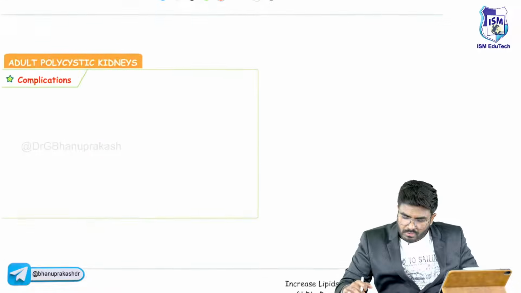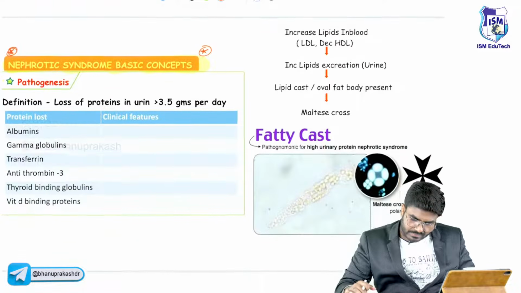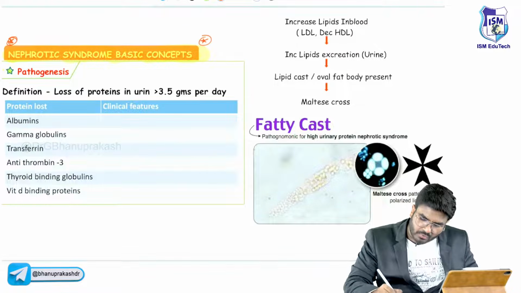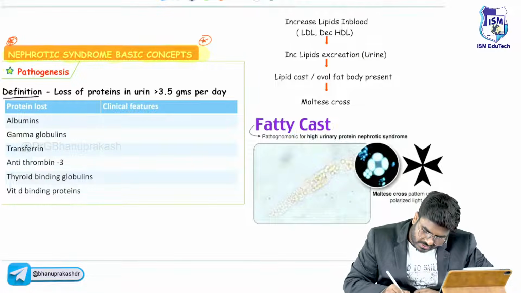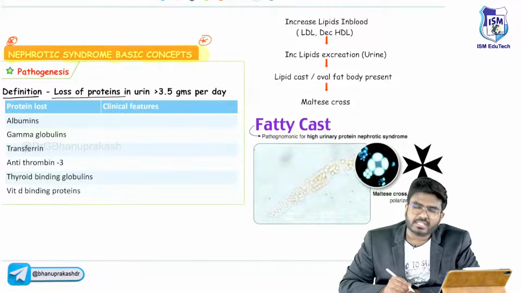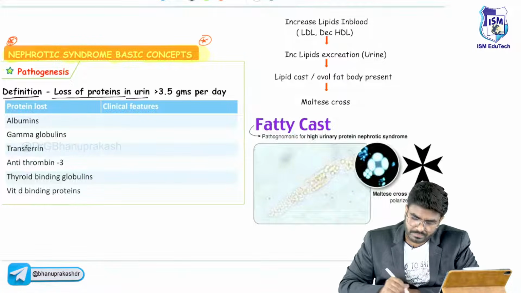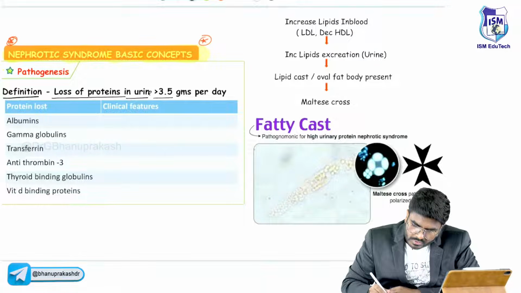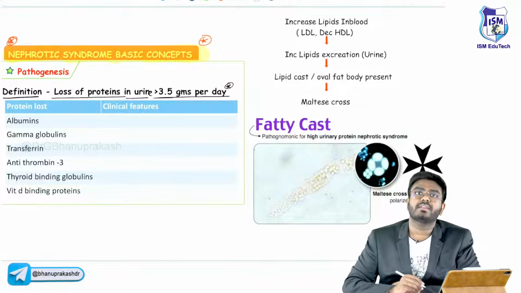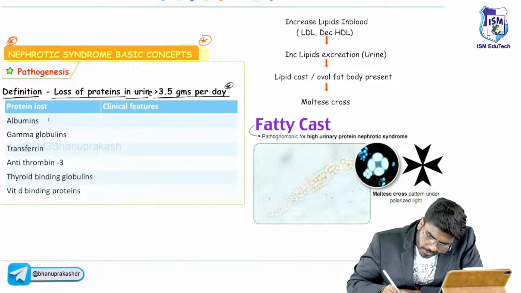Okay. So now, having said that, let's see some important features of nephrotic syndrome. Now, what is the definition? The patient is going to lose proteins in the urine. How much? More than 3.5 grams per day, in 24 hours. So which proteins are going to be lost in the urine?